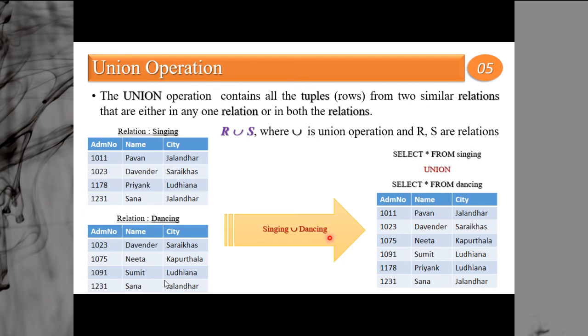Now the command which we will use in MySQL is union. To fetch the details from singing, we will use select star from singing, and to fetch the details from dancing, we will use select star from dancing. We are getting 2 different results having the same number of columns and the same data types, so we can union them. We will use select star from singing union select star from dancing. That will give you this complete union result.